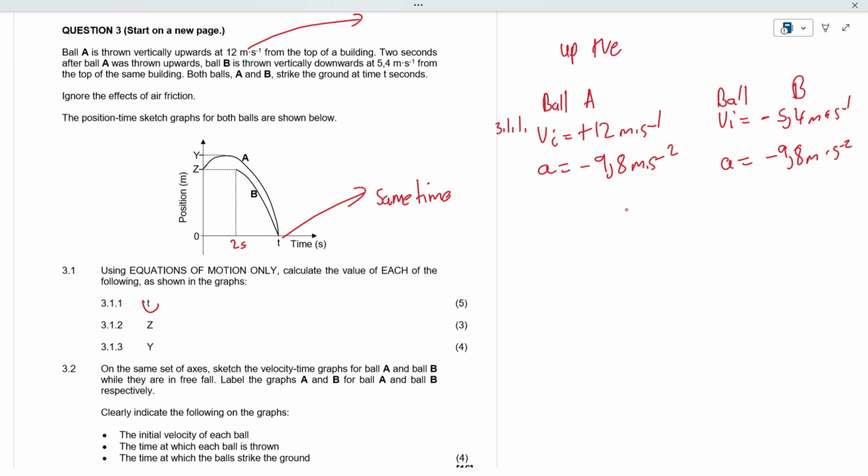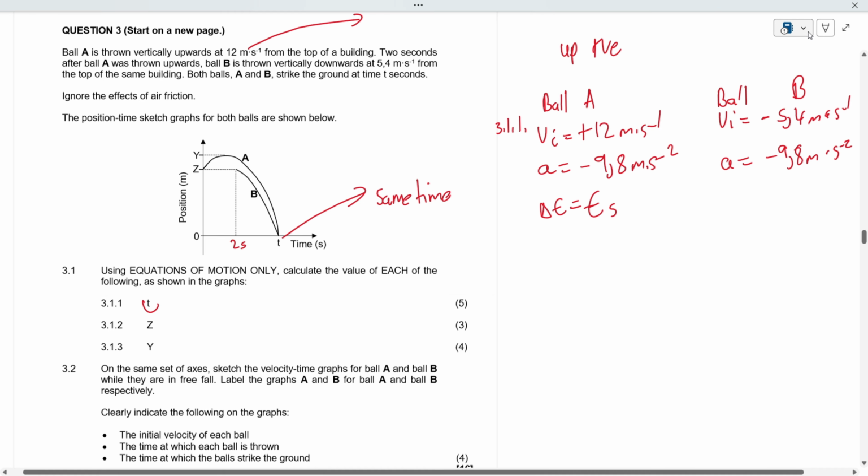What else do we know pertaining to this ball? The time this ball spent in the air. For ball A, from the time it is projected to the time it comes down, it's going to spend t seconds in the sky. It's important that we have t in our equation, because we are solving for t. So if we are solving for t, it's better that we have our t here.